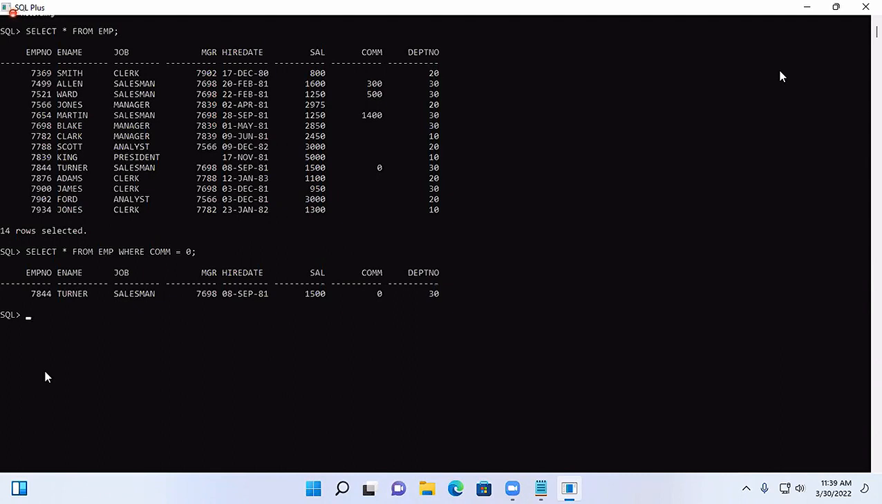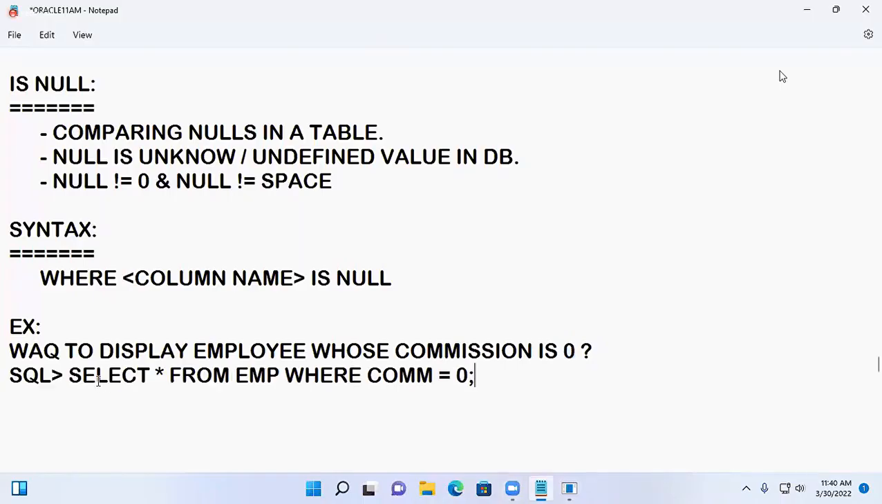Got it? Yes. So 0% commission people data, I got it. Okay, so what do you understand? Is 0 a value or not a value? It's considered a value.